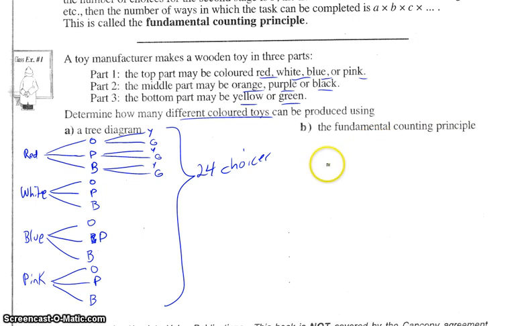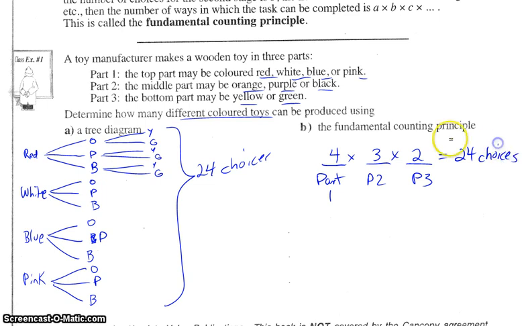Now, using fundamental counting principle, which is way easier, you basically have 3 situations where you have to make a choice. There's the part 1, and then there's part 2, and there's part 3. Part 1, you have 4 choices for color. And part 2, you have 3 choices for color. And then finally part 3, you have 2 choices for color. Multiply them together, and look at that. You get the same number of choices as if you'd done the tree diagram. Okay, so which is easier? Yeah. So it's good to know how to do the tree diagram, but for sure we're going to use fundamental counting principle mostly for this lesson. Okay, let's look at the next page.